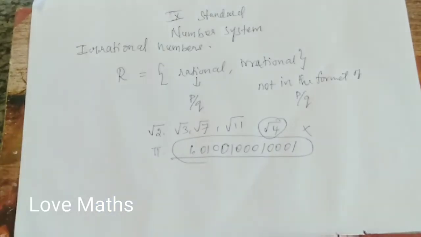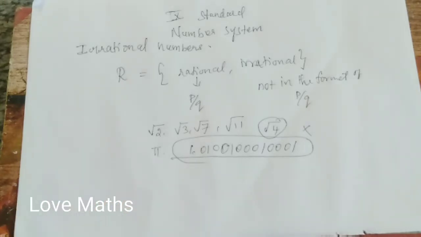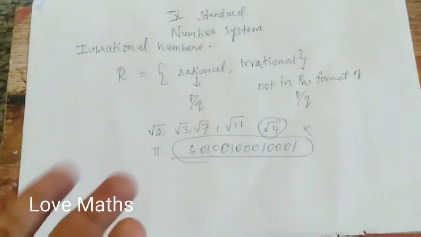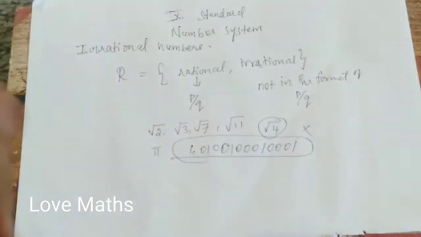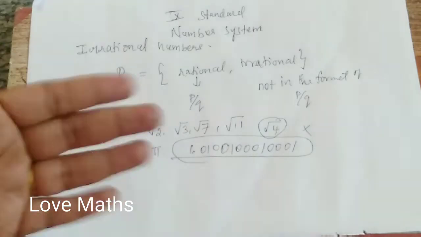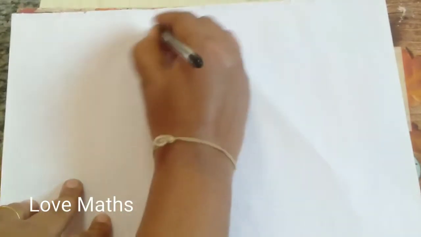The first topic we are going to see is how to write the numbers on the number line, maybe it is a whole number, natural number, integer, rational, everything, how to mark on the number line. Here also we are going to see how to draw irrational numbers on the number line. First we are going to see root 2, how to draw it on the number line.